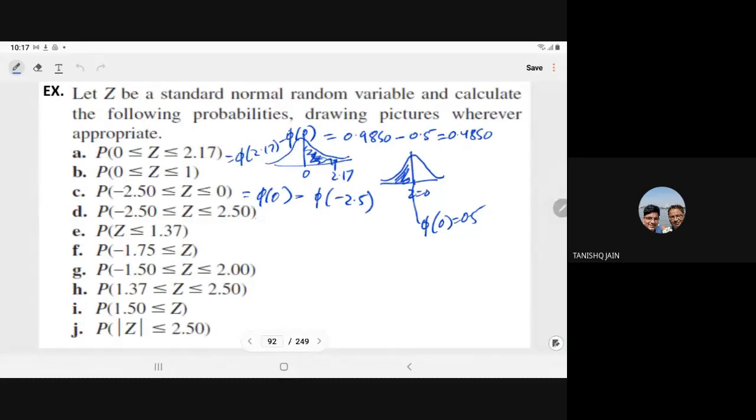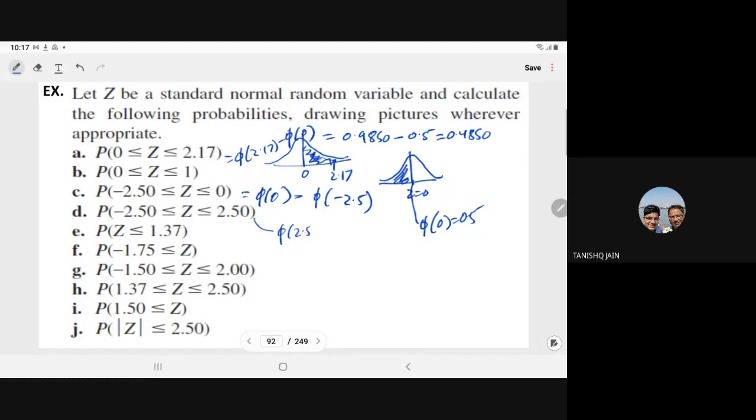Similarly, if you have to compute this, it is phi of 2.5 minus phi of minus 2.5. If by chance you don't have the table for negative z, you can solve this type of question because phi of minus z can be written as 1 minus phi of z. So this becomes 2 times phi of 2.5 minus 1. In this way also you can write.